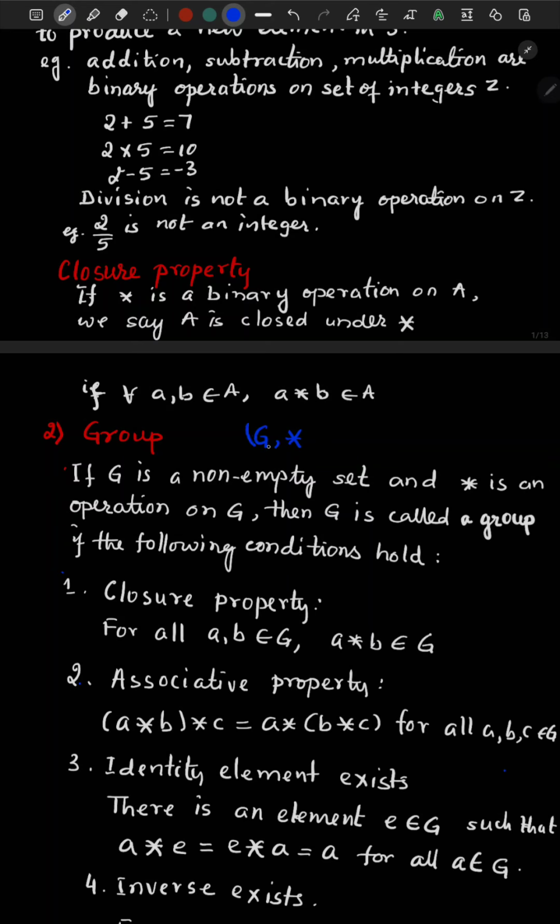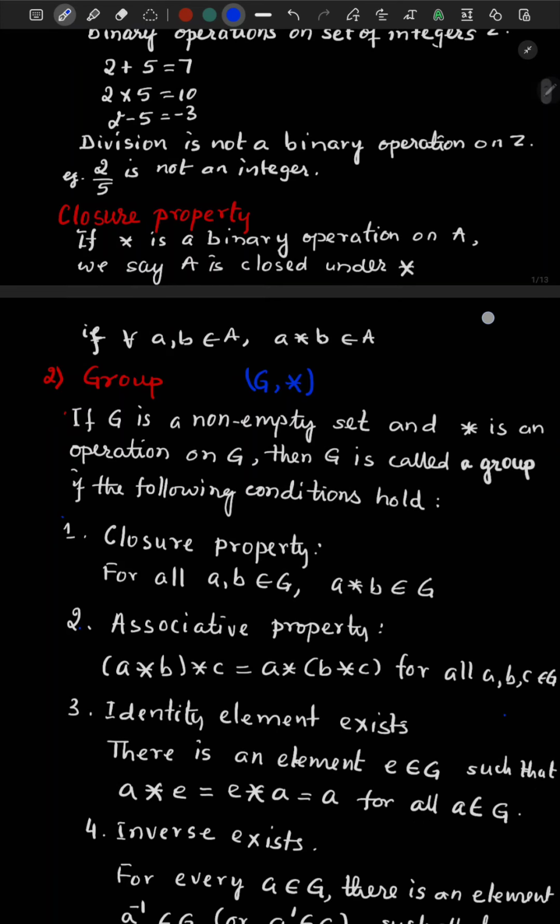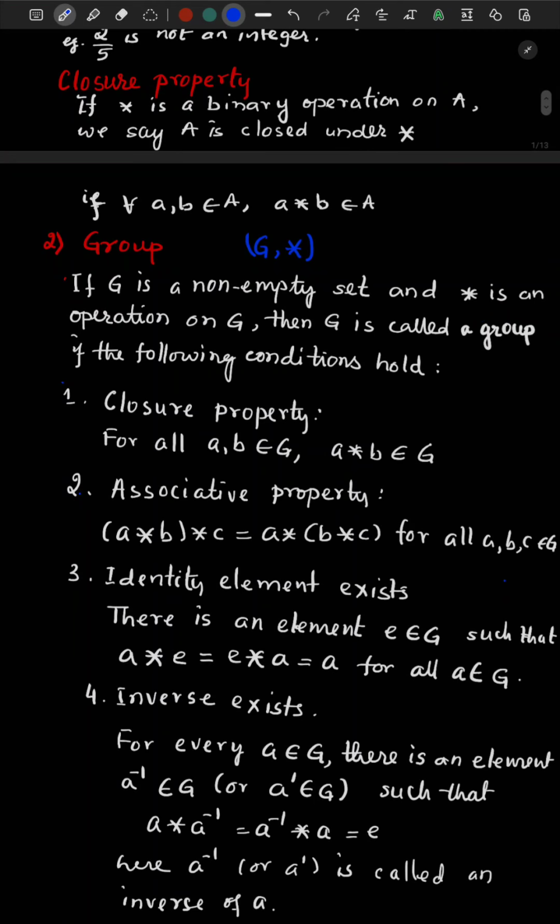Then we say this structure is a group if it satisfies four conditions or axioms. First one is closure property. For all A, B belonging to G, if A star B also belongs to G, then we say it is a closure property. Associative property: take three elements A, B, C from G. Then A star B, then star C, if it is equal to A star bracket B star C, then we say it is associative property.